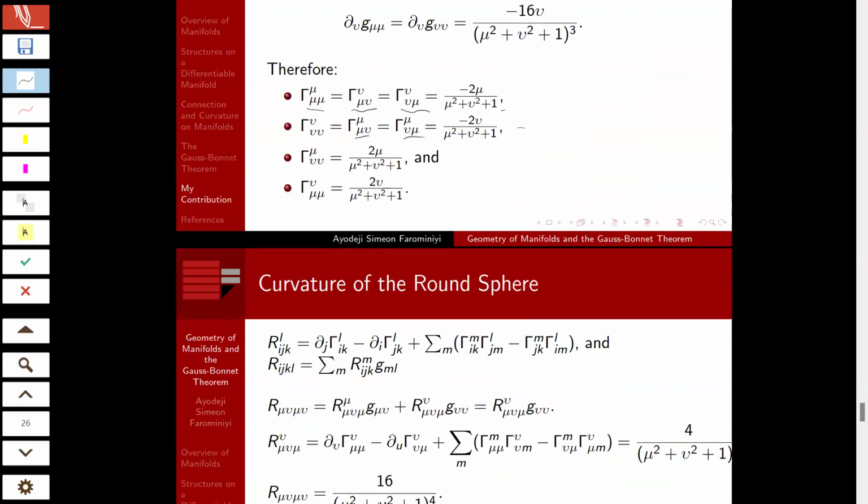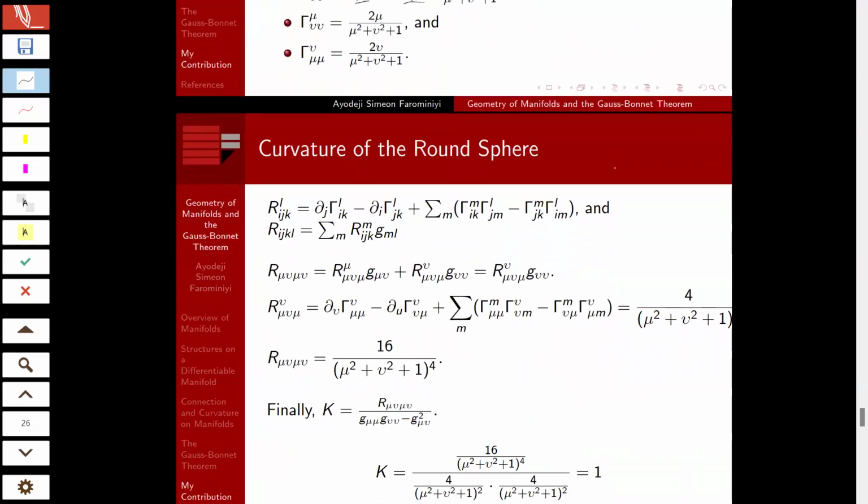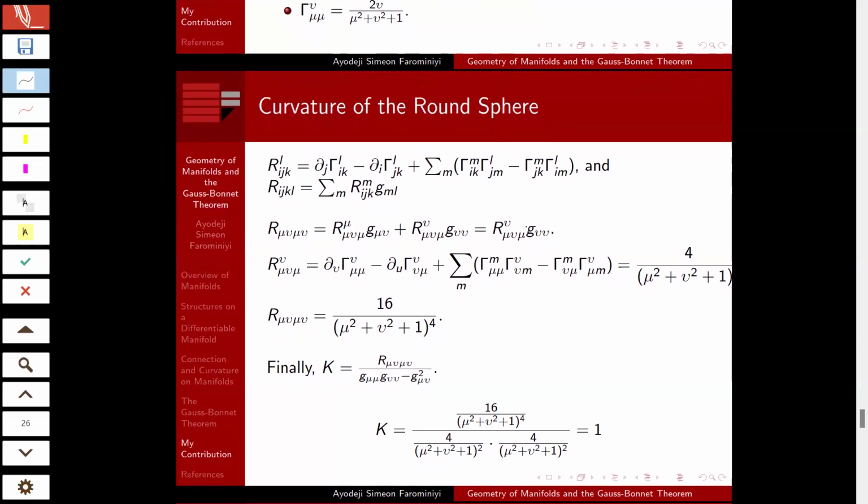Then finally, curvature on the round sphere. Putting together both the connection and the Christoffel symbols and the formula we have defined earlier, we can calculate the curvature of the round sphere as follows. Lowering the indices saves us time in solving for the different components of the curvature tensor. And using the formula, we get that the curvature is over (u squared plus v squared plus 1) raised to power 4.